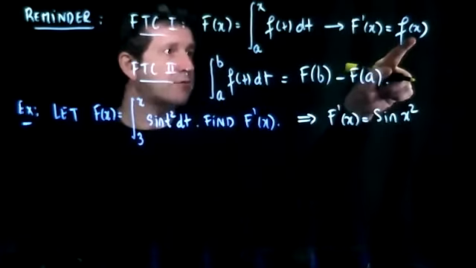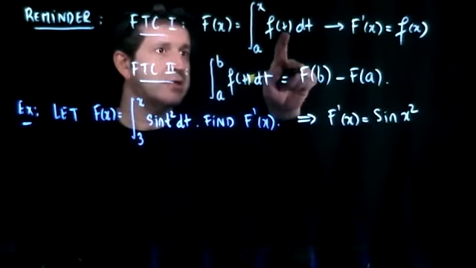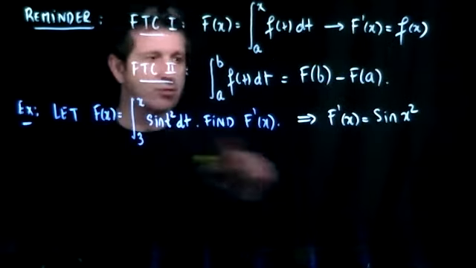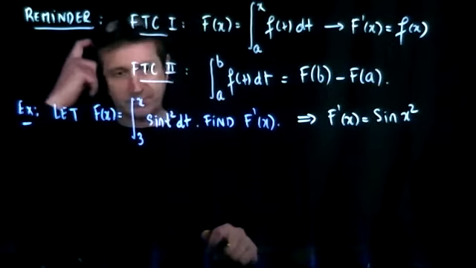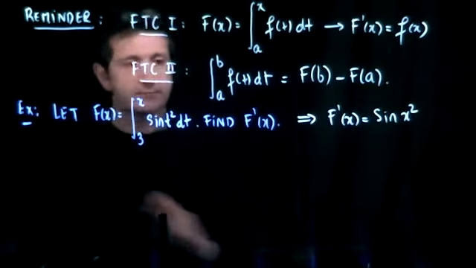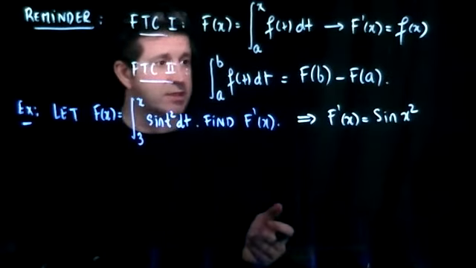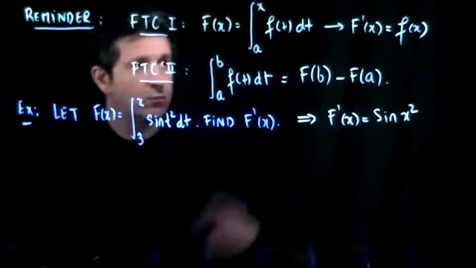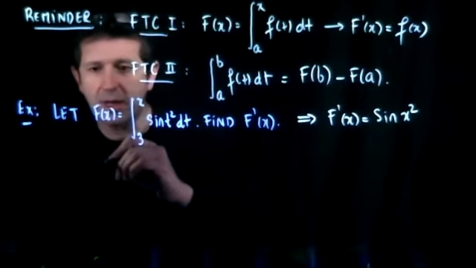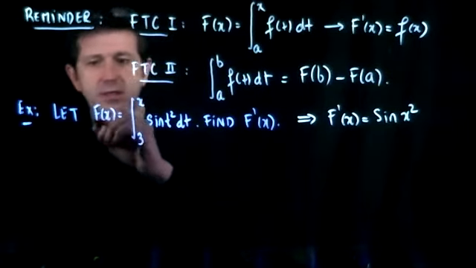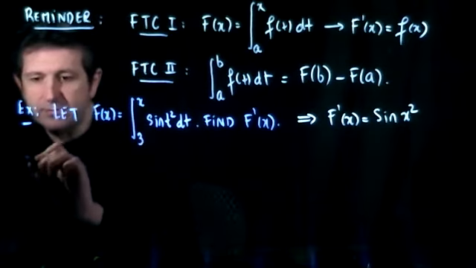Right? F of x, f of t. Instead of t, I put an x. Okay? So that's why I said it was very easy. Once you get the theorem, it's simple. So let's say another example.